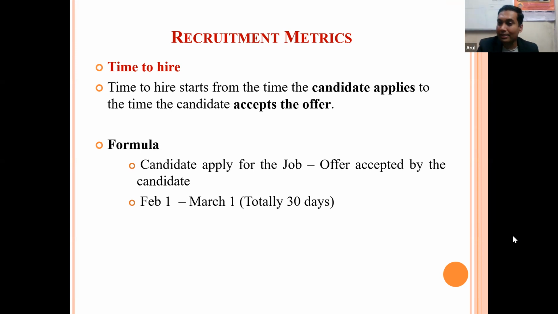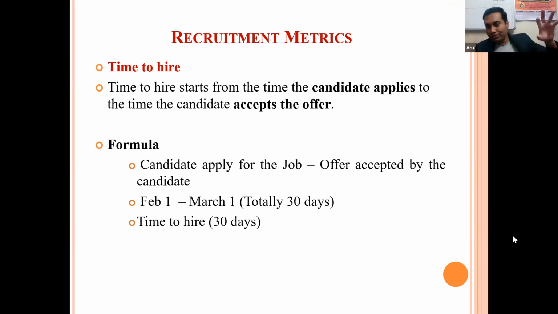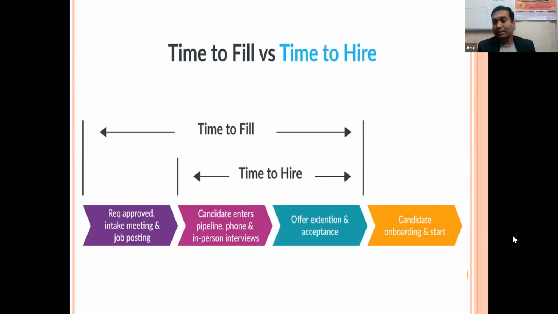So got the difference. This is another interesting metric, and this is the way the metric works. Time to fill, one objective; time to hire, another objective. Got it, all of you? Clear? See the difference between time to fill and time to hire. Can I proceed further? Yes, sir.